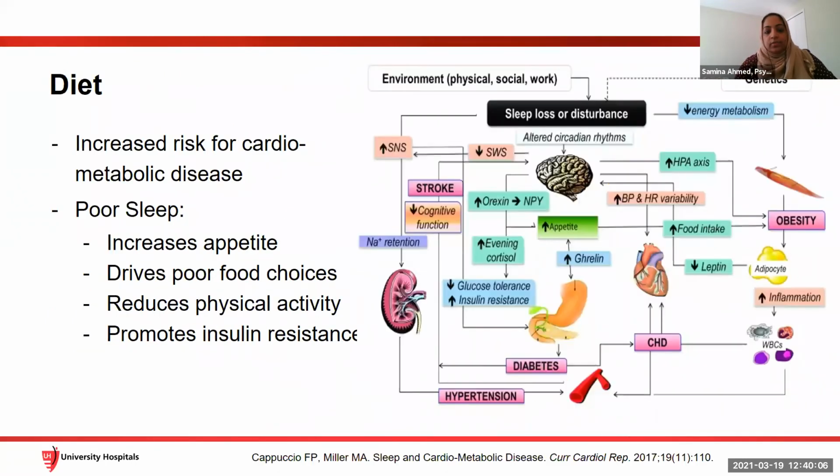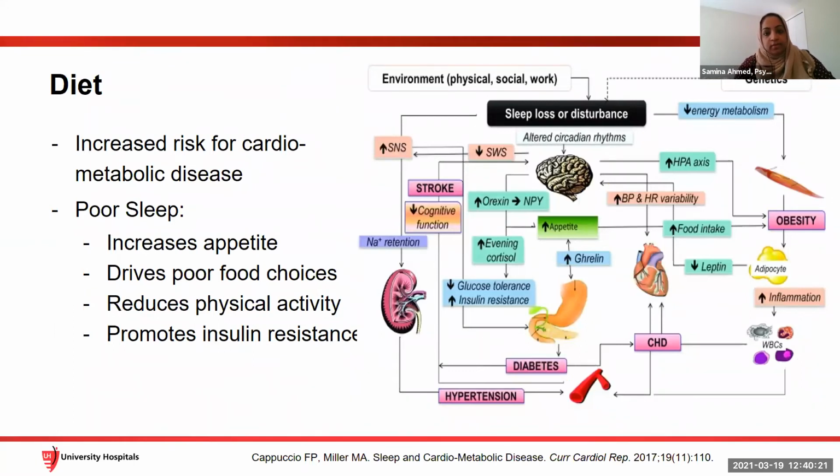Diet, increased risk of cardiometabolic disease, especially for lower rates of sleep. So if you're sleeping 6 hours or less, you have a greater chance of developing some kind of metabolic disease or worsening some of your conditions that you may already have.